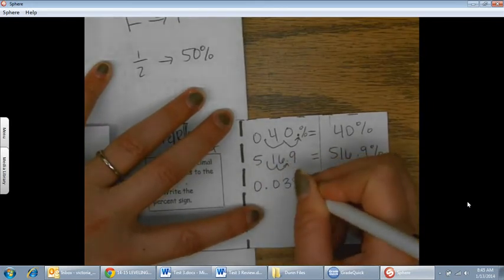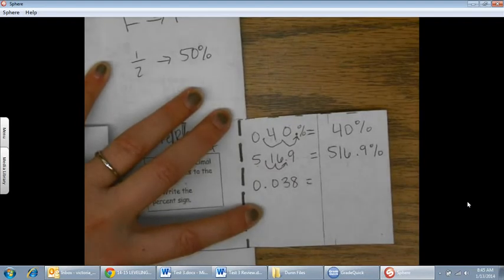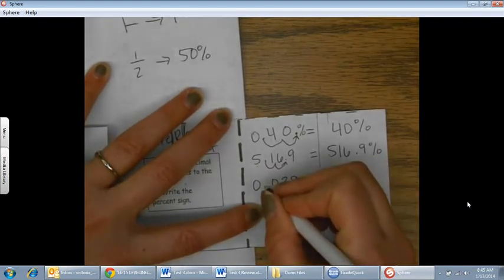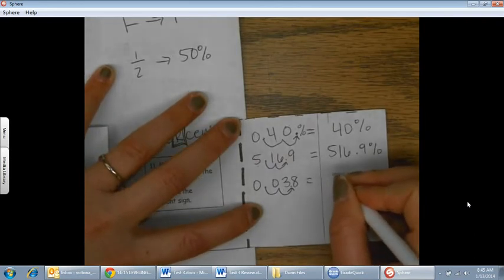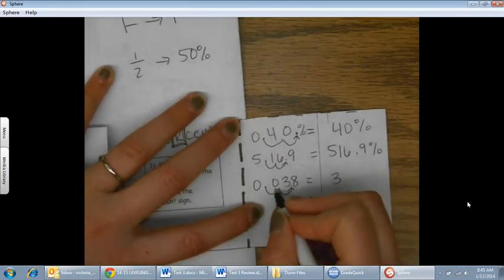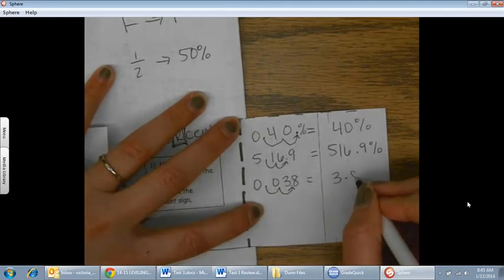0.038 is the next one I'm going to do. Again, you move it 2 spaces to the right, 1, 2, and so I'm going to get 3, because I don't need that extra 0 in front, 3.8%.